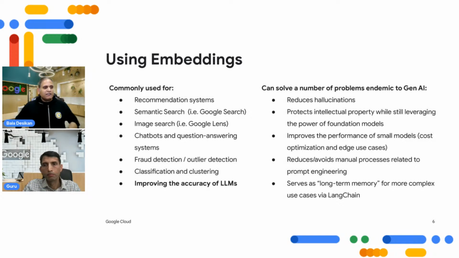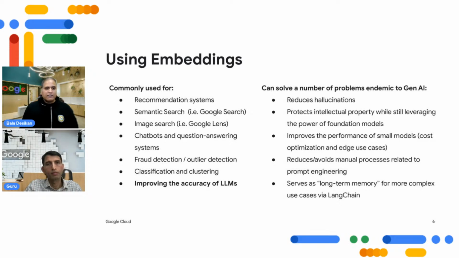And you can use embeddings effectively to do fraud detection. Classification and clustering are much more prevalent AI use cases. And then you are looking at improving the accuracy of the LLMs, right?